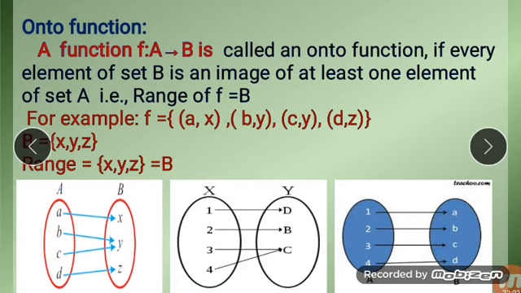The difference between into and onto function is that in into function there must be an element in set B which is not the image of any element of set A, whereas onto function is opposite to it. In onto function there must not be any element in set B which is not the image of any element of set A.